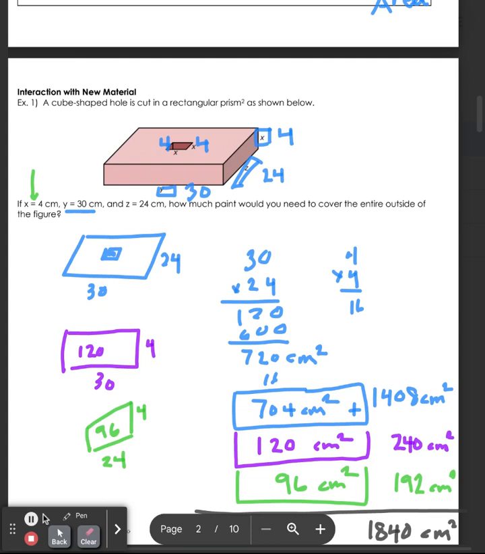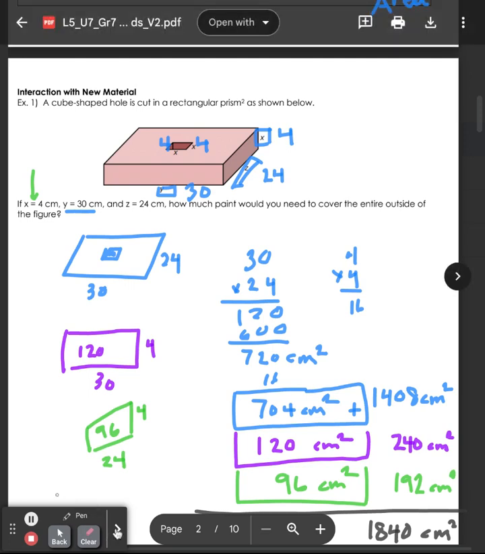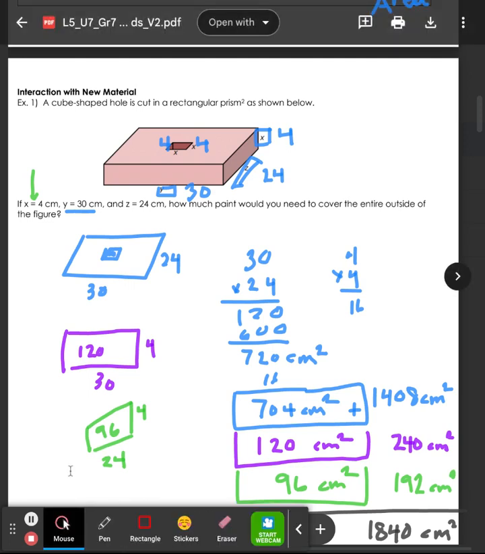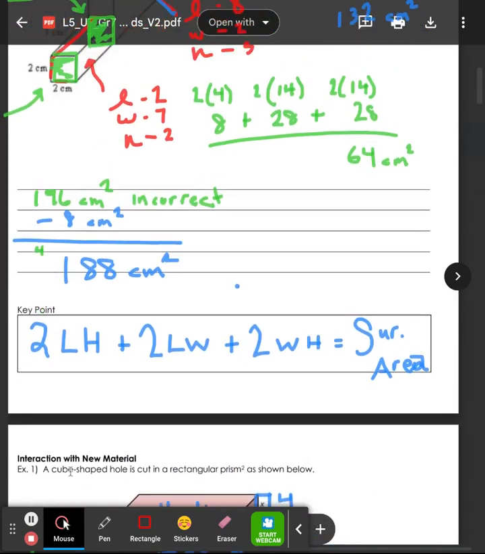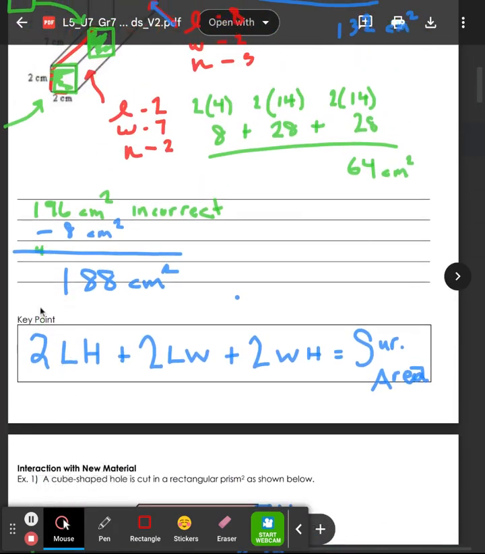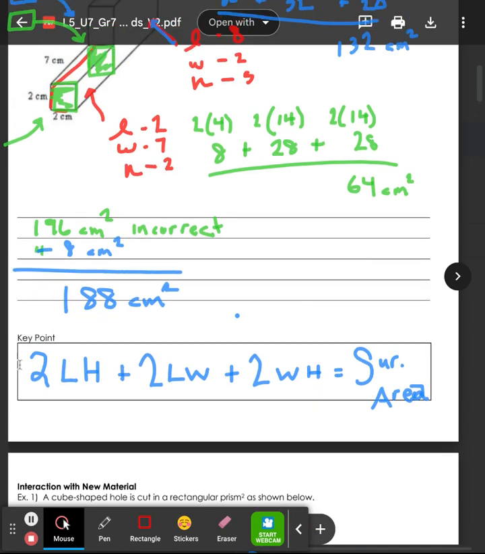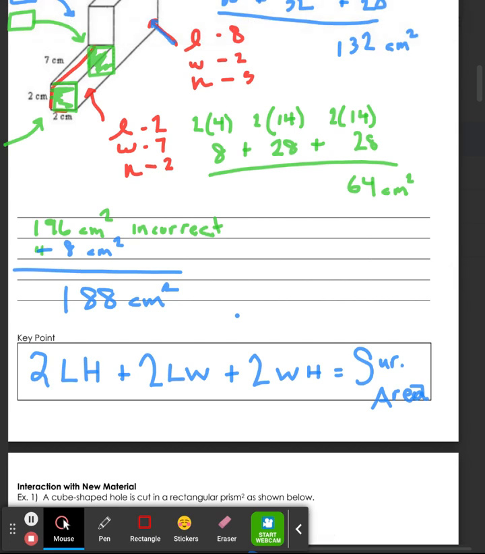So the total surface area of this rectangular prism with this cube cut out would be 1,840 centimeters squared. Once again, our key point, kiddos, is that we can calculate surface area of rectangular prisms using the following formula, this key point that we have right here. If we use this formula, we can add and subtract surface areas to determine what the surface area of a rectangular prism is. Great. Let's get on with our lesson for today.